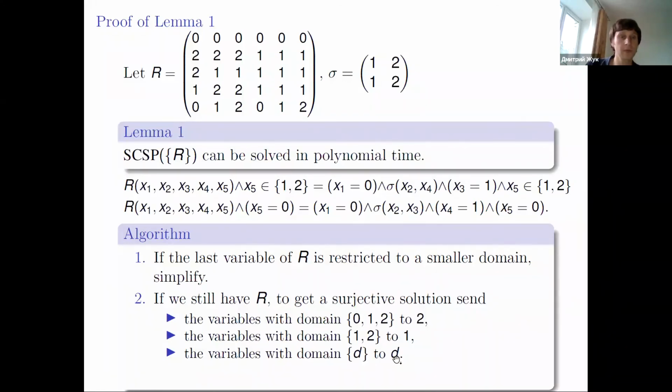If you have an instance and you never substitute a variable with domain 0, for example, instead of the fifth variable having domain 0, 1, 2, then it's clear why this reduction works, why this is always a solution. So the point is that if we still have R, then we have a trivial solution. And if we don't have R, then the instance is simple, because R is split into something very simple, just equalities and unary relations.